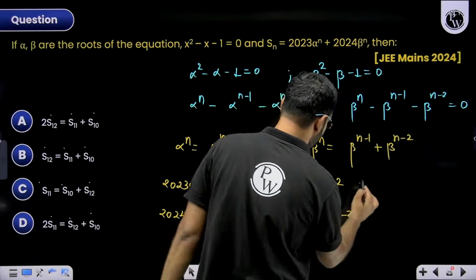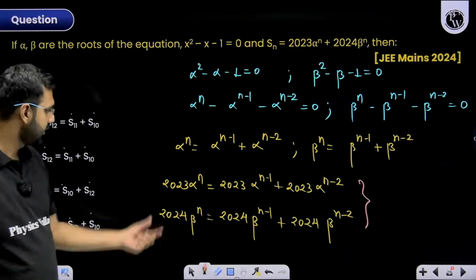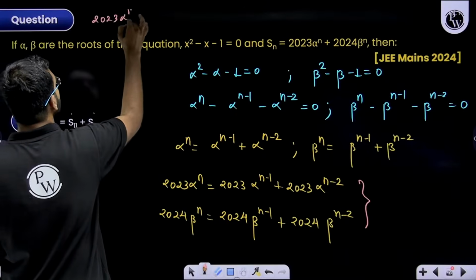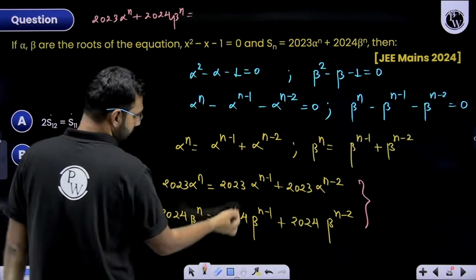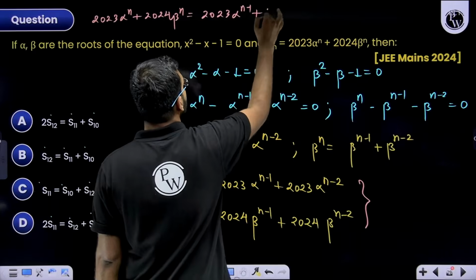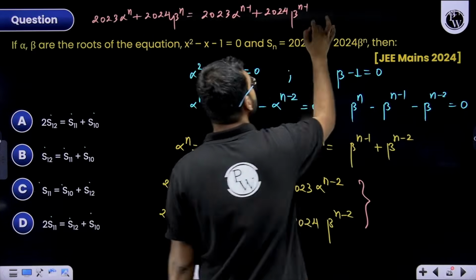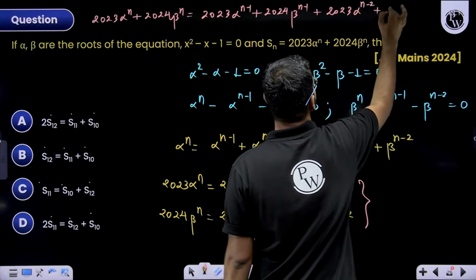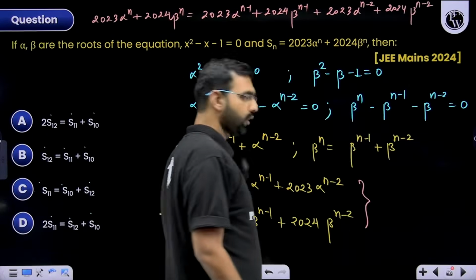All the participants. Now if I add both of these equations, this plus this becomes what? 2023 alpha to the power n plus 2024 beta to the power n is equal to this plus this, which is again 2023 alpha to the power n minus 1 plus 2024 beta to the power n minus 1. This plus this is again 2023 alpha to the power n minus 2 plus 2024 beta to the power n minus 2. Give me a quick update on this.